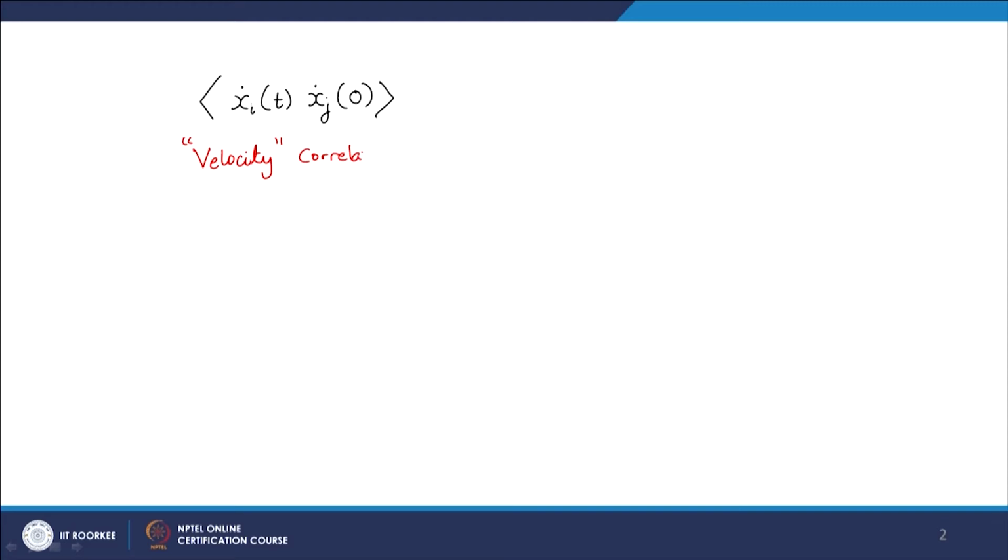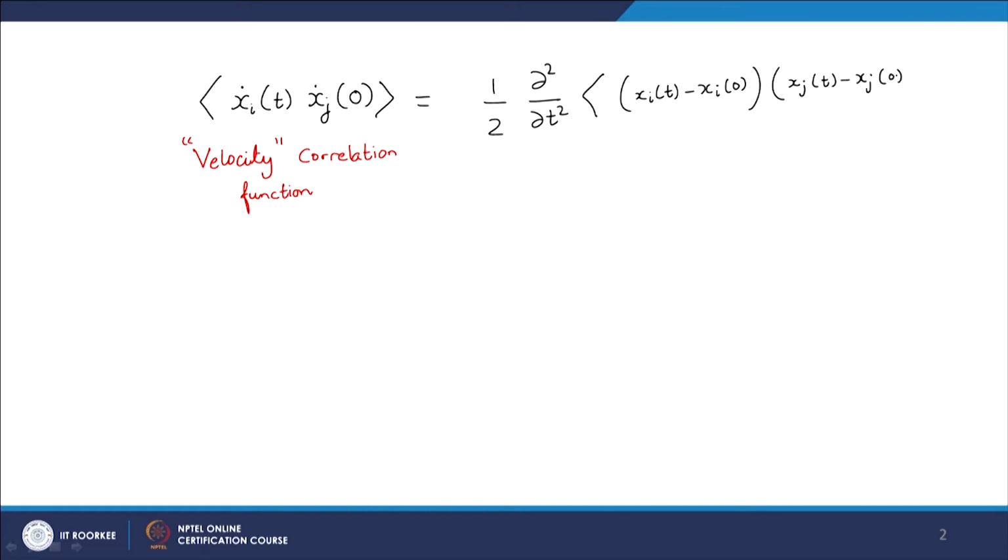Velocity correlation function, which I can write as half of the second derivative of the displacement correlation function, as the second derivative, half of the second derivative of the displacement correlation function.